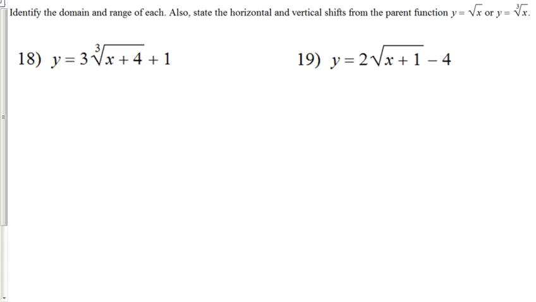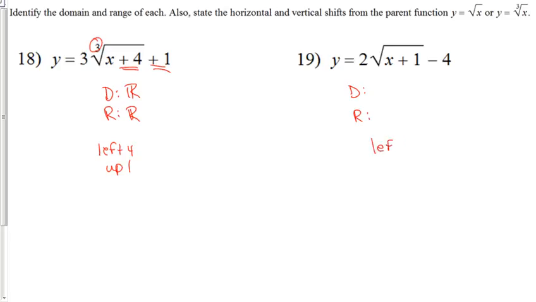In 18 or 19, we're going to look at the functions and decide what the domain and range is right from the beginning without graphing it, and then also talk about the shifts. So right away we see cube root, and we know right away domain and range are all real numbers for cube roots. Okay, this shift is left 4, and this shift is the same, so it's up 1. Right? Domain and range for square roots is a little different. So let's talk about the shifts first.